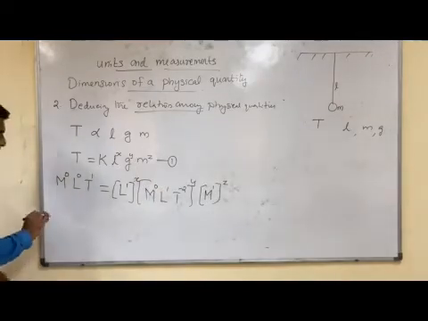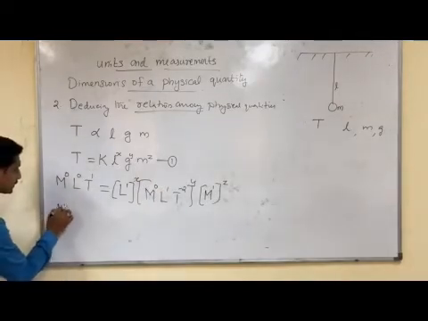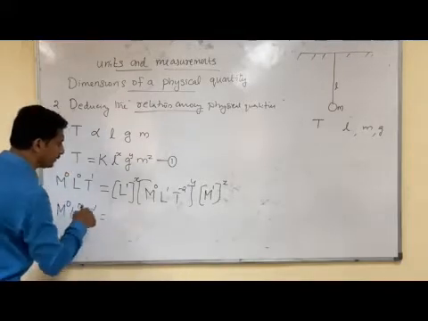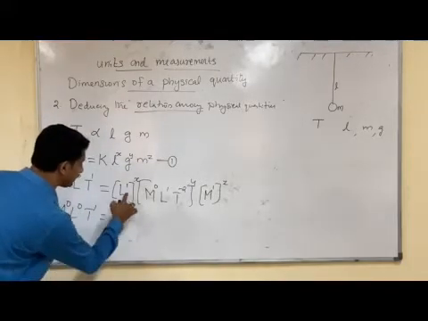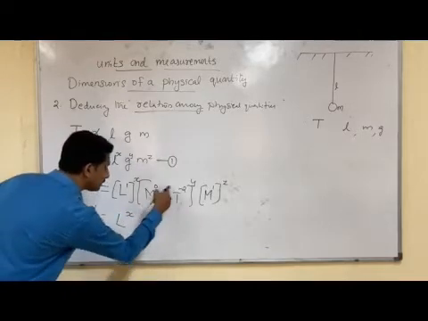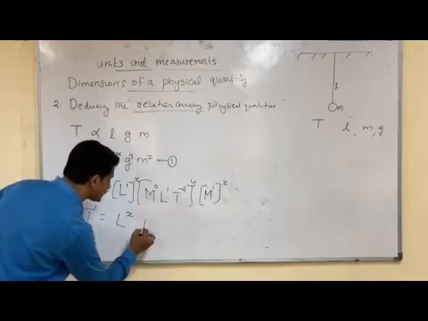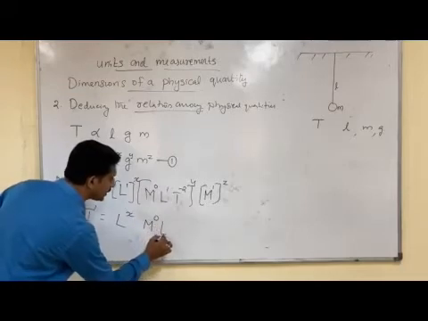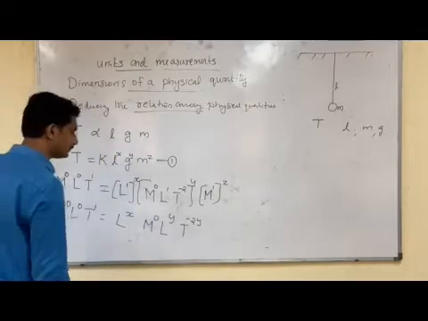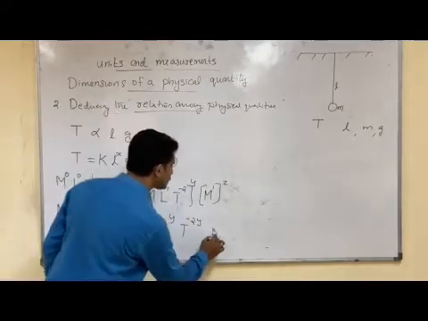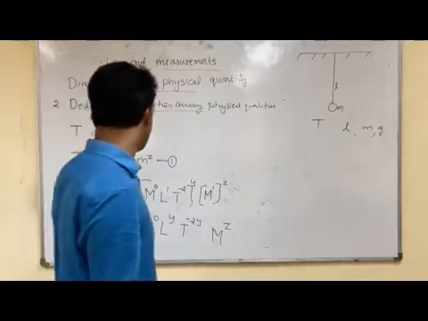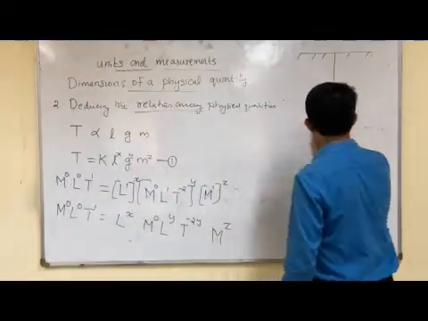Now we can expand this. M raised to 0, L raised to 0, T raised to 1 is equal to the following. L raised to 1 into x means L raised to x. M raised to 0 into y means M raised to 0, then L raised to y, T raised to minus 2y, and again M raised to z. This is the way we represent our physical quantities.